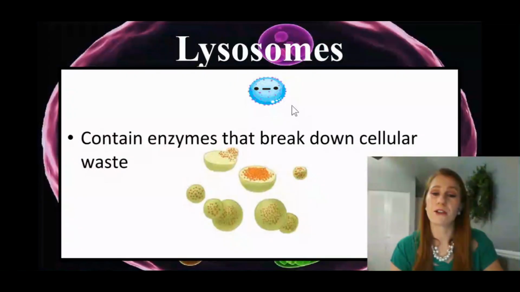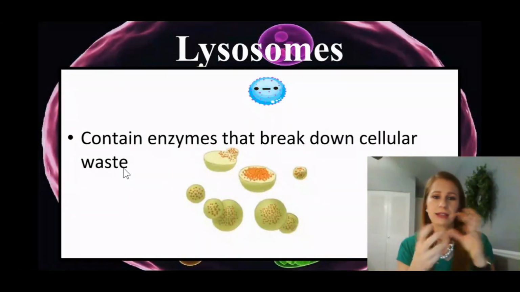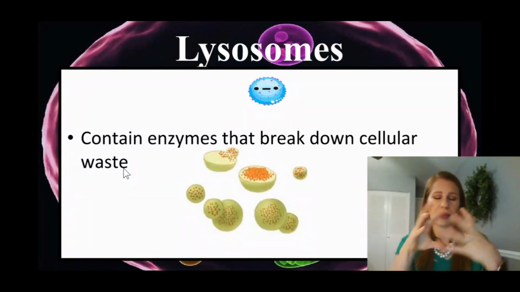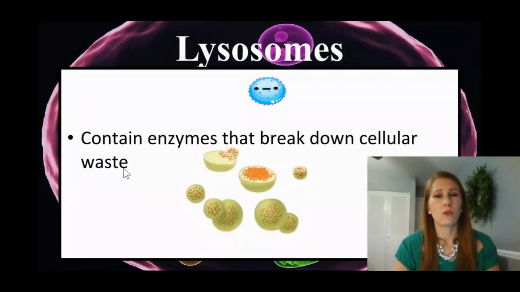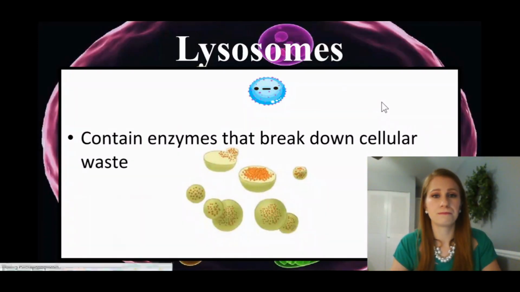We have lysosomes that are found mainly only in animal cells. They may be found in a couple of plant cells, but they have a very minor role. They have enzymes that break down our cellular waste. I like to think of them kind of as the trash men of our cells. They take all these either toxins or waste products and they package them up and they kick them out of the cell, which is nice for us. We don't want that waste to build up in our cells. It would make us sick.